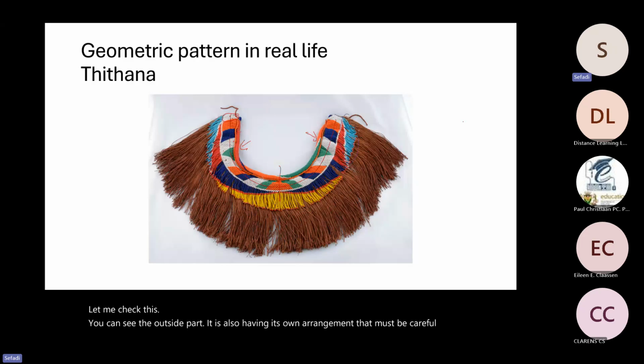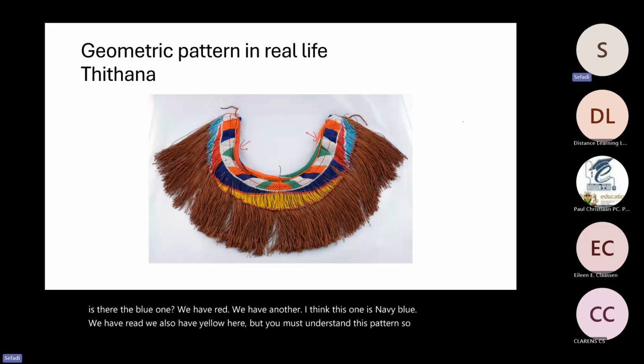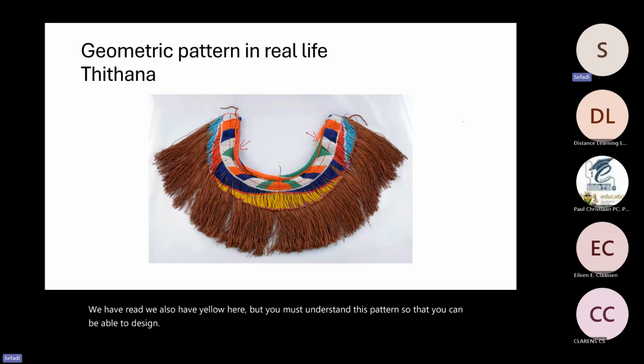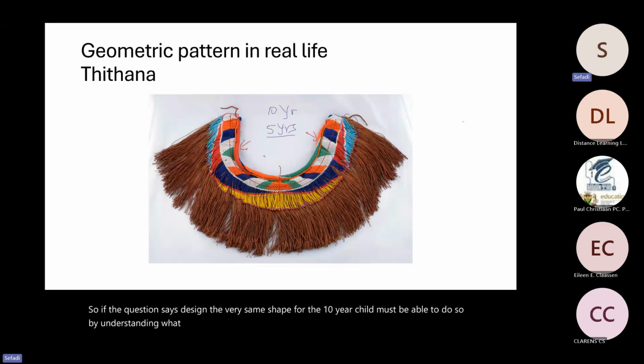Here is the blue one. We have red. We have another, I think this one is navy blue. We have red. We also have yellow here. But you must understand this pattern so that you can design another pattern. Let's say, for example, the question says this object is for a child of 5 years maybe. If the question says design the very same shape for a 10-year-old child, you must be able to do so by understanding what is happening in this pattern.